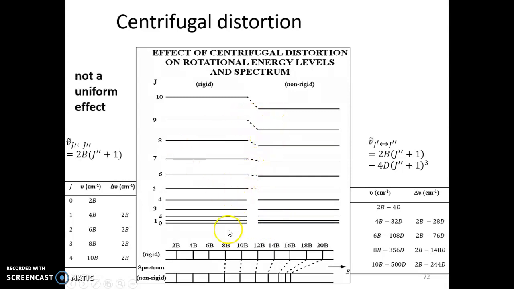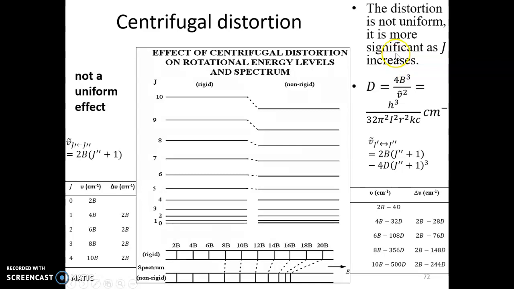So it's not a uniform effect. However, it is more significant as J increases. So at the lower level, it can be ignored, but at a higher level, which is really important, it can no longer be ignored. So, okay, this is that equation.